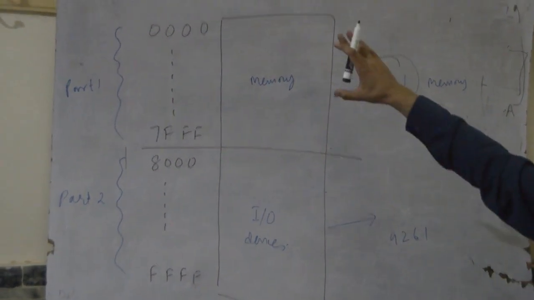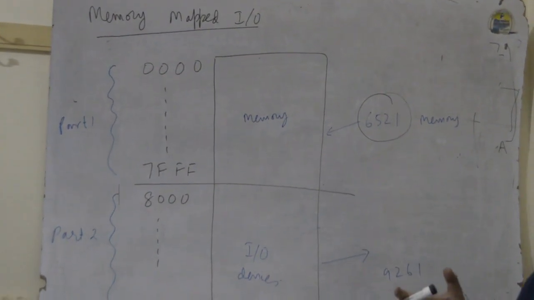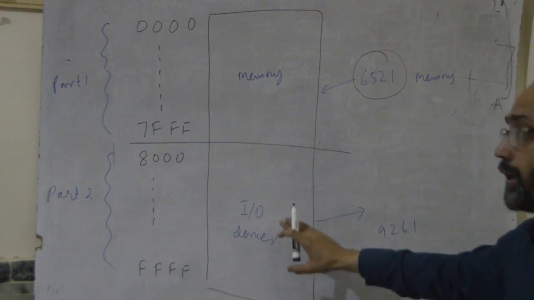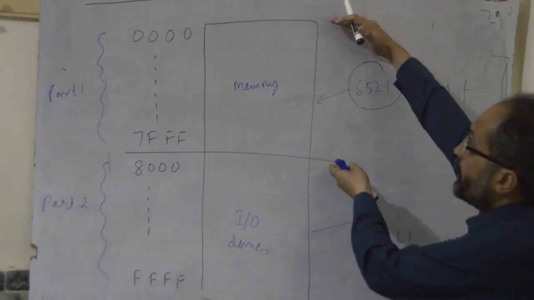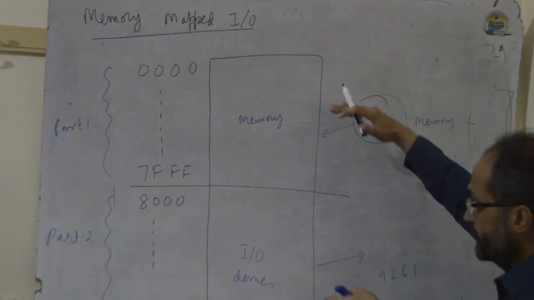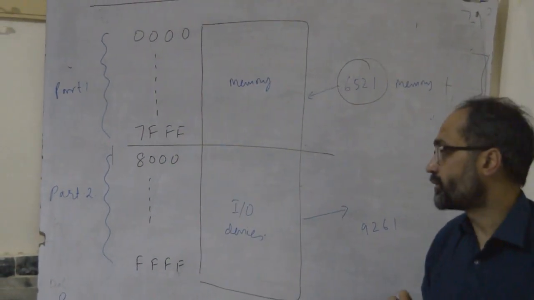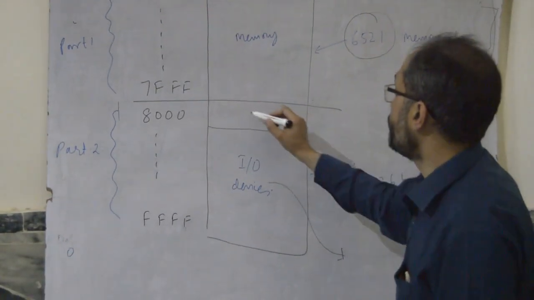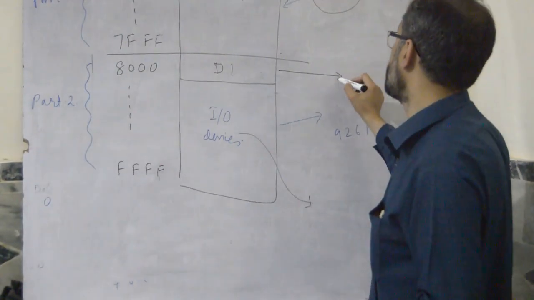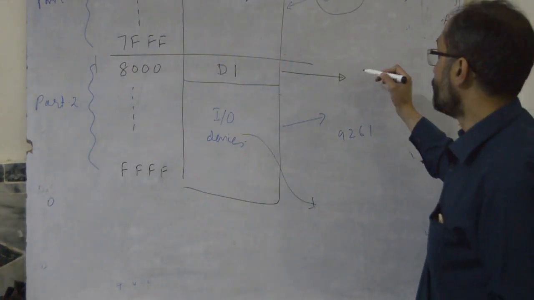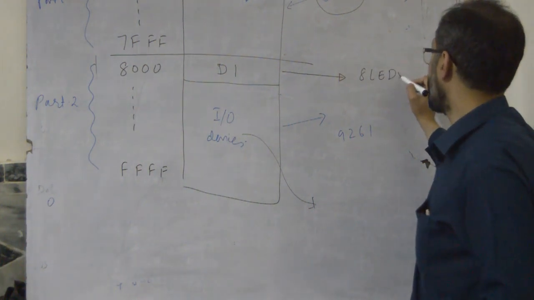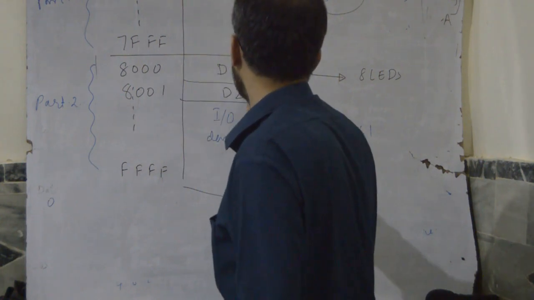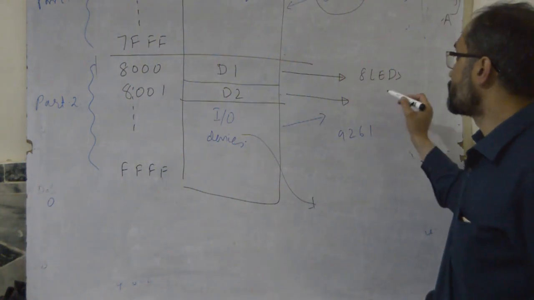So in memory mapped I/O, the address space is partitioned between the memory and the I/O devices, in which some part of the address space is reserved for the memory and some part is reserved for the I/O devices. Various examples of I/O devices: let's assume this is a device D1. This device may be 8 LEDs, which is an output device. And let's assume this address $8001 may refer to a device D2, which may be some switches.